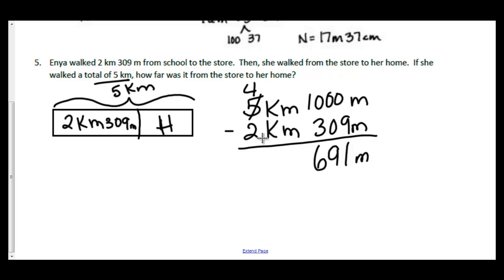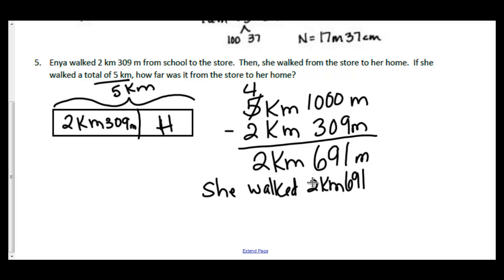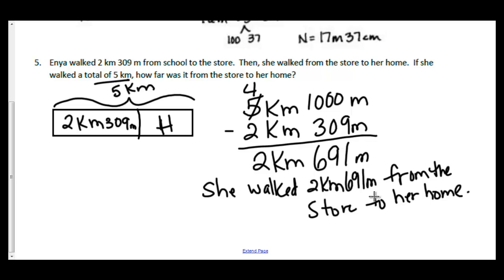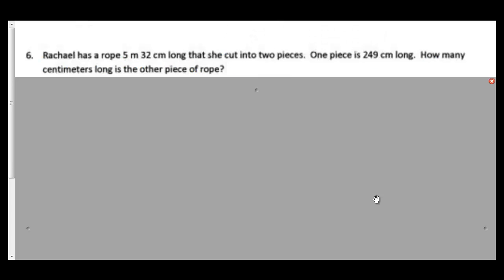All right, so now I've just got 4 minus 2 kilometers, which is 2 kilometers, 691 meters. So my answer would be she walked 2 kilometers, 691 meters from the store to her. All right, let's take a look at the next one.